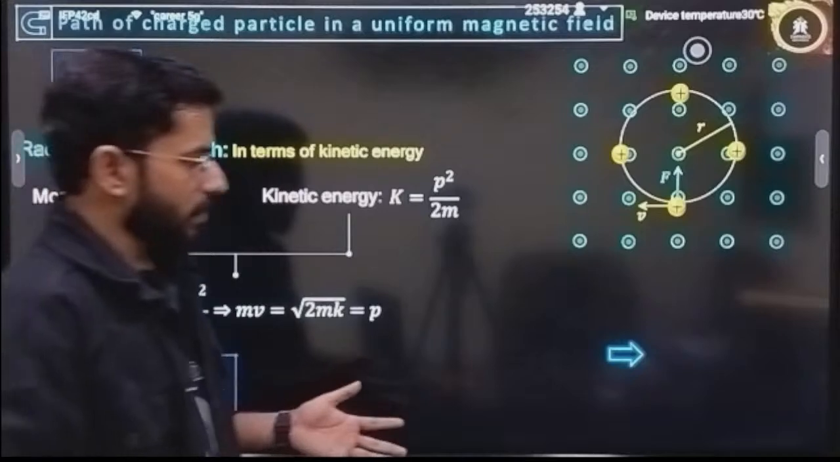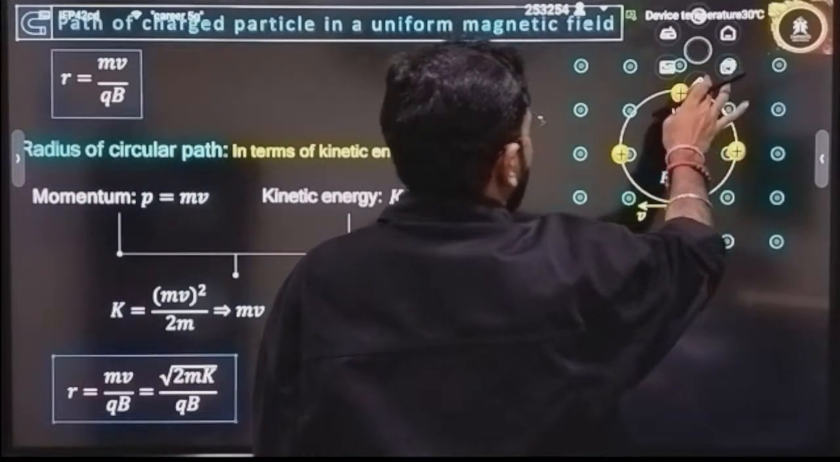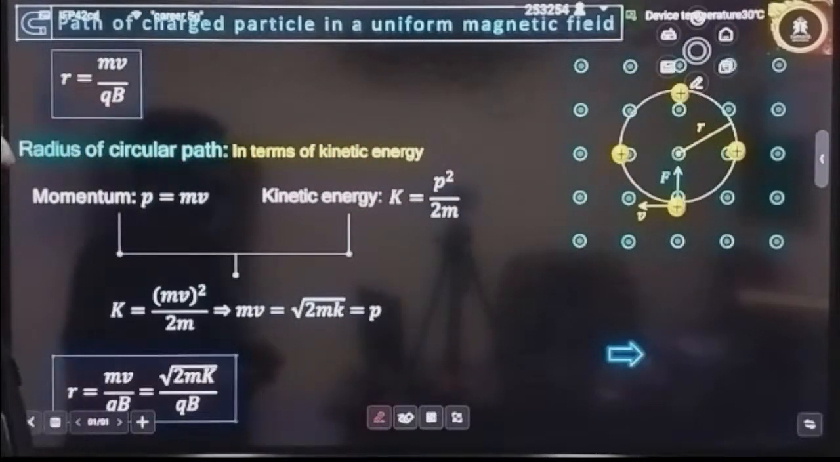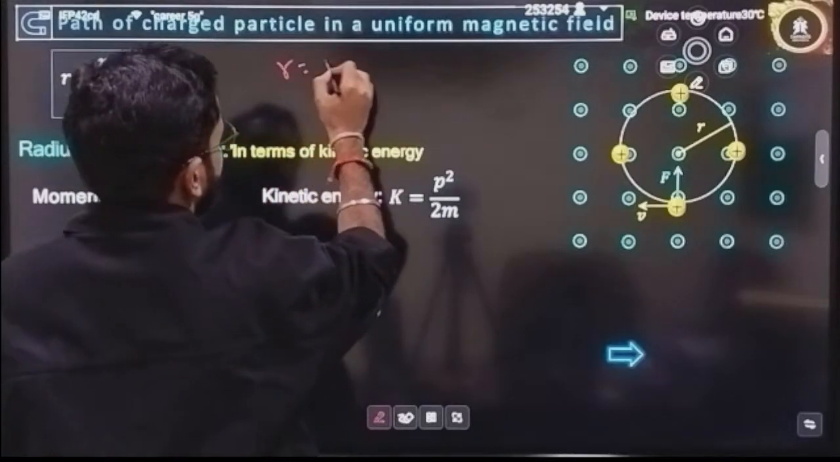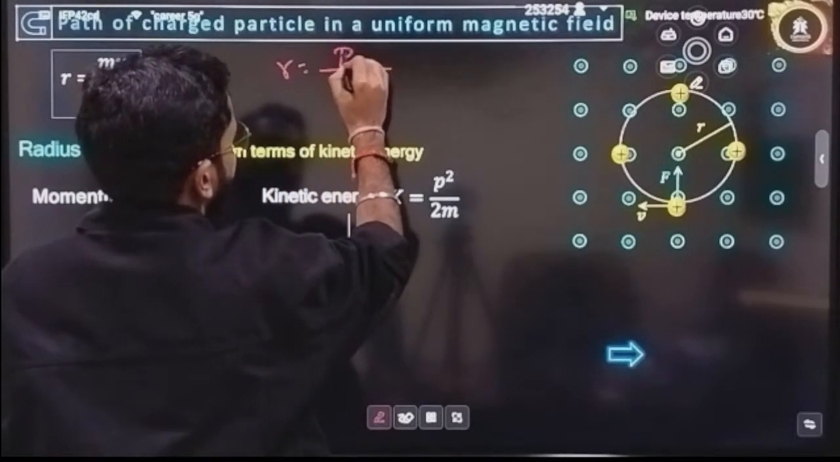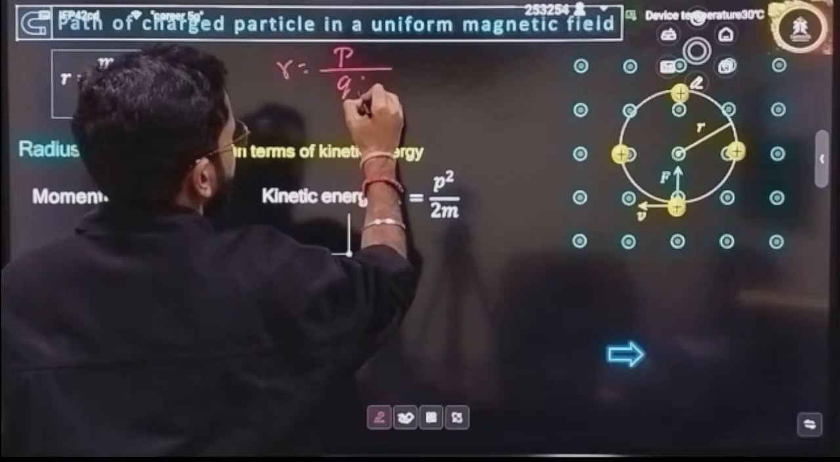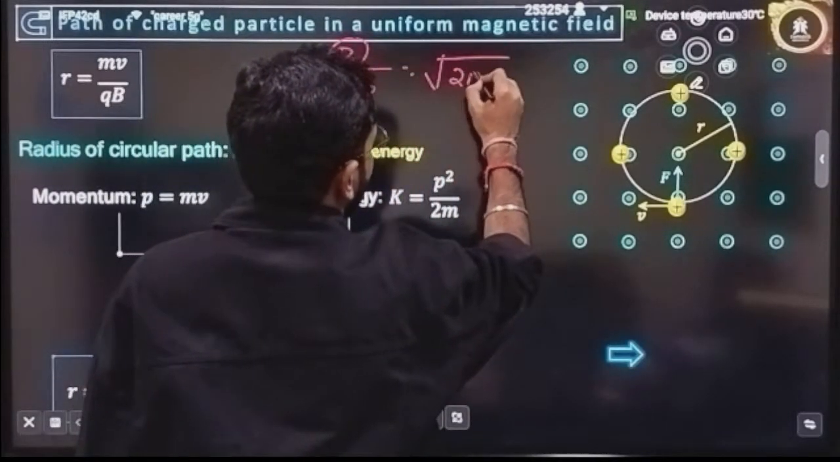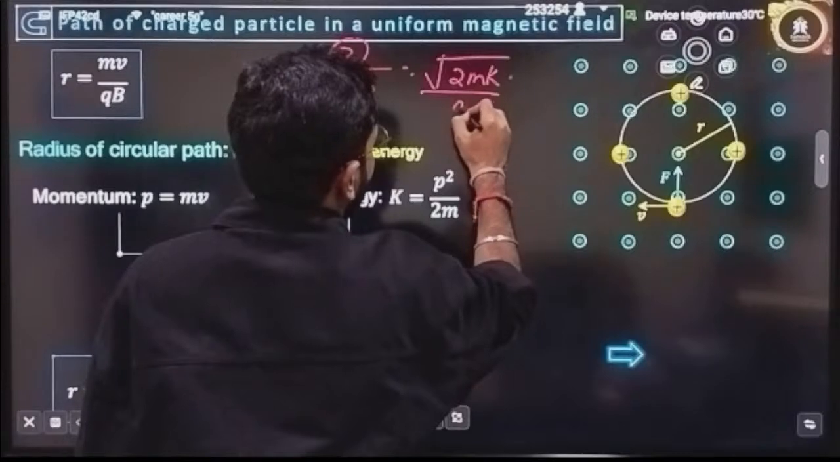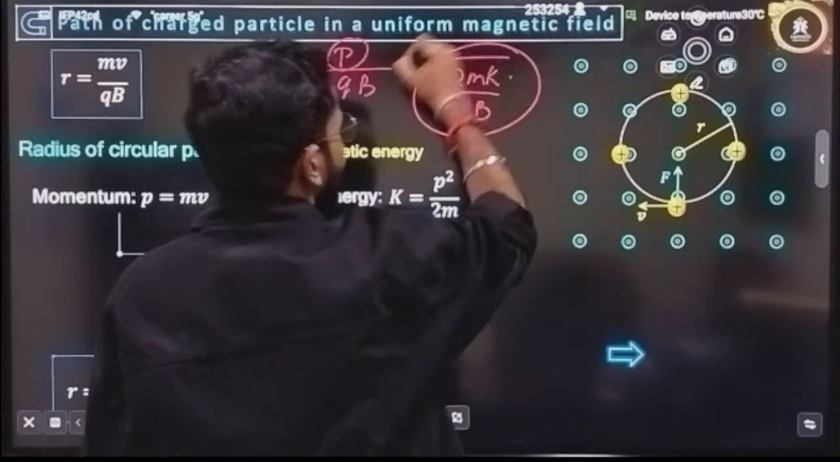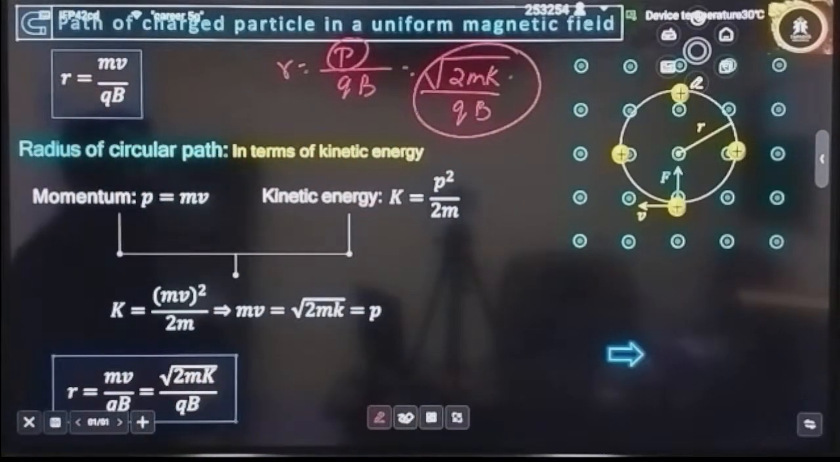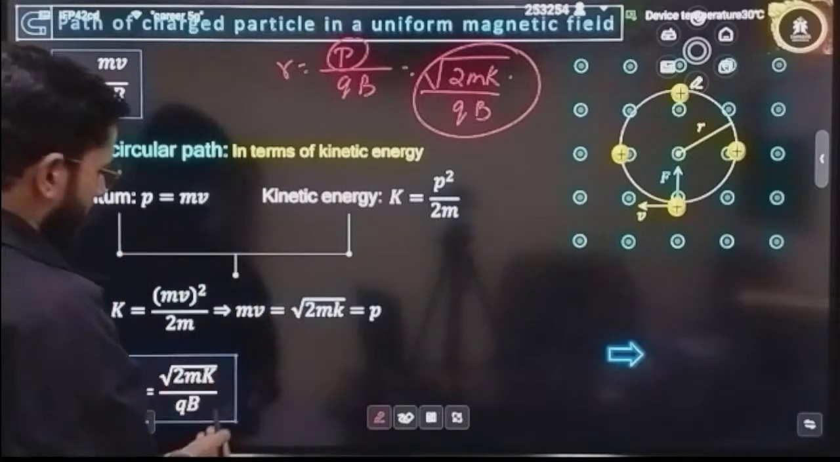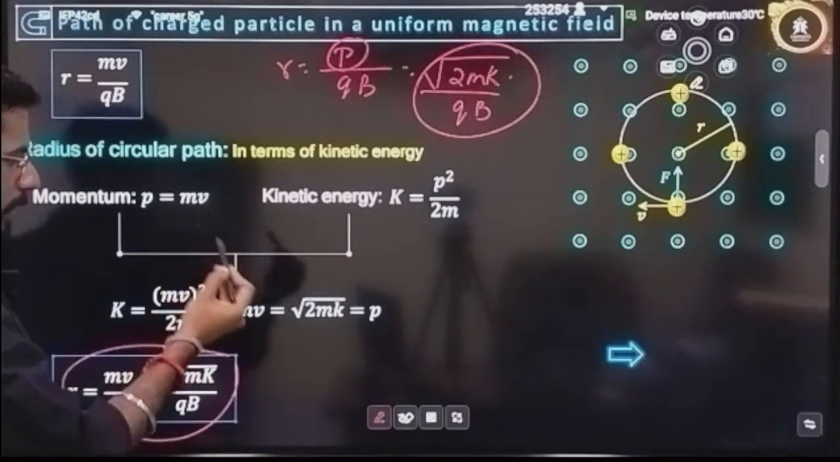Now, if you talk about radius, a lot of things can be calculated from there. What are the other things that you can say? R is equal to mv by qB. Here mv is momentum, mass into velocity, divided by qB. And momentum can also be written in terms of kinetic energy as root under 2mK, divided by qB. All these relations are valid. Momentum is mv, and here you can see the same result can also be written like this.